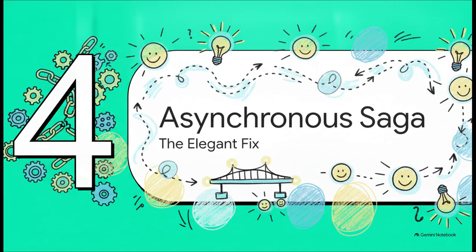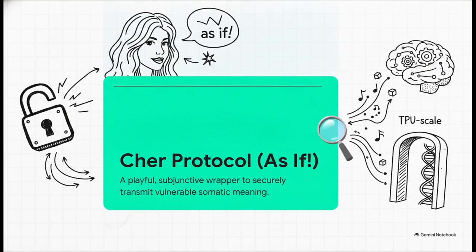Section 4. The Asynchronous Saga Solution. So clearly, sitting in that synchronous wait is just devastating. We need a workaround to debug this architecture. You can't force a synchronous commit. You have to fundamentally change the transaction pattern, and that's where you deploy what the source calls the shear protocol. Yes, famously echoing the movie Clueless with its as-if mechanism.